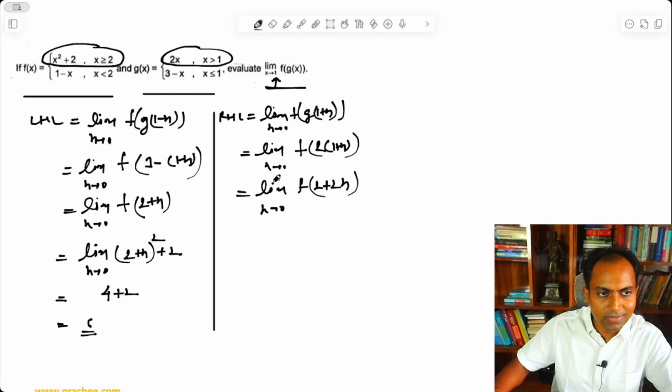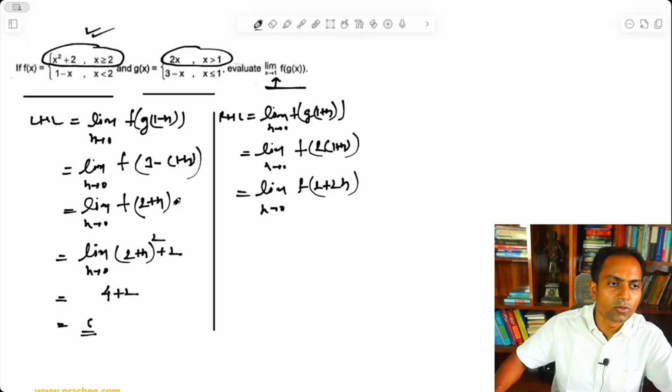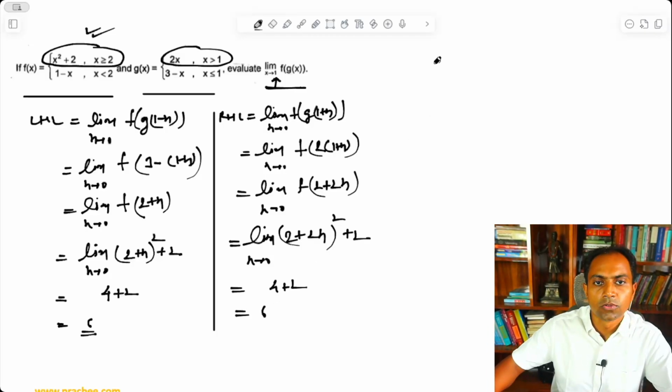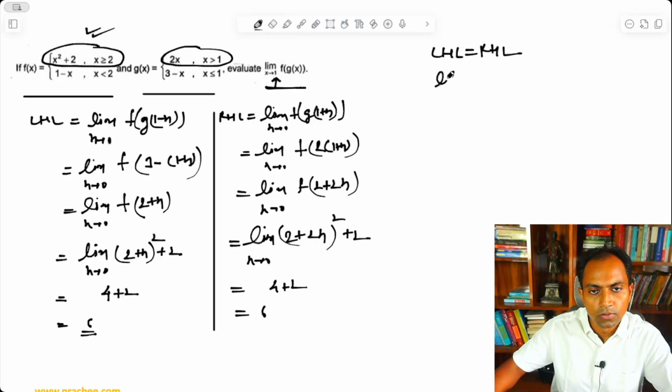You can see that inside the function f(x), still we are considering values greater than 2. So the first part will still come. So it becomes limit h tends to 0, 2 plus 2h whole square plus 2. If I do direct substitution, again it becomes 4 plus 2. Answer becomes 6. So you can see that LHL is equal to RHL. So the value of the limit x tends to 1, f of g(x), comes out to be equal to 6.